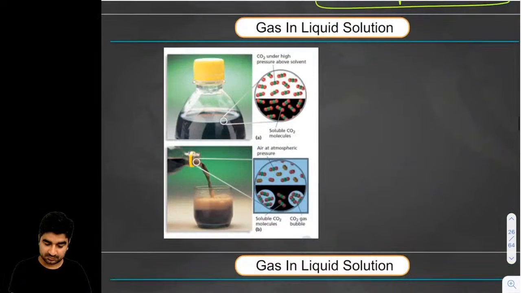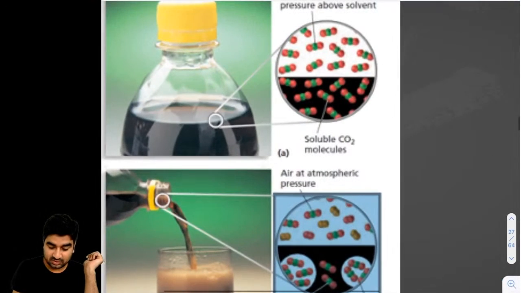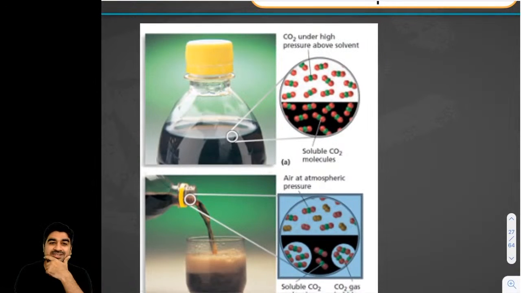So now let's move to gas in liquid solution. One more example, guys. As you can see, this is the cold drink, and you might have seen when you pour the cold drink in a glass, you find these bubbles. So why do you find these bubbles, guys? Can any of you tell me? Why do you find these bubbles? Tell me, guys.